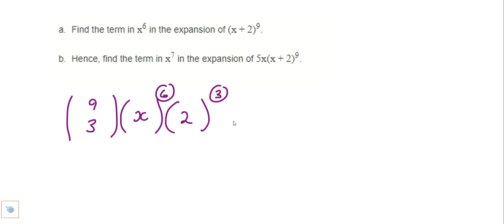So then can you evaluate 9C3 for me on your calculator? 84. 84, okay. We have the x to the power of 6, but we have 2 to the power of 3, so that is actually times 8. And then we've got our times x to the power of 6. So what's 84 times 8? 672. So there's my term. That's the term in x to the power of 6. That's it. That's 6 marks. I'll take those 6 marks.